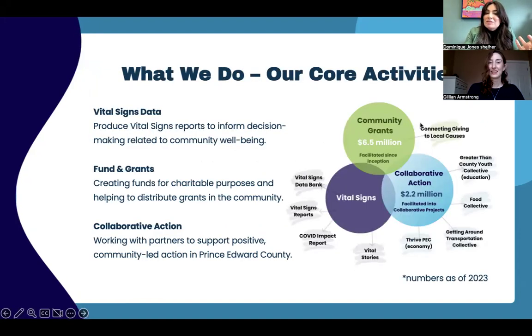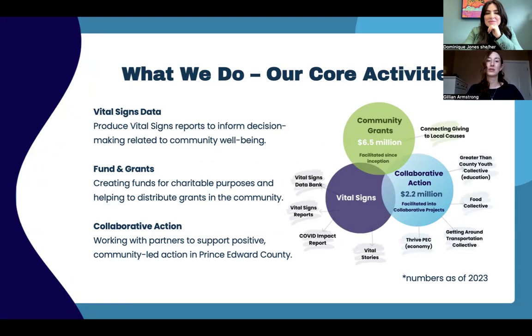And what do we do, Gillian? What does this look like? Well, one thing I'll point out is that actually I checked the other day and apparently we're at 208 community foundations. So the number continues to grow in the national network. So the work that we do as a community foundation, we have three major kind of core activities that we focus on. One is vital signs data.